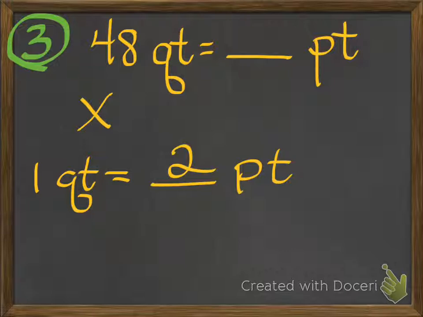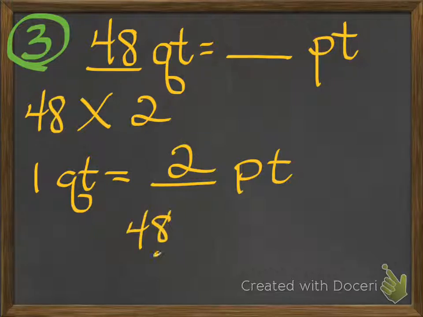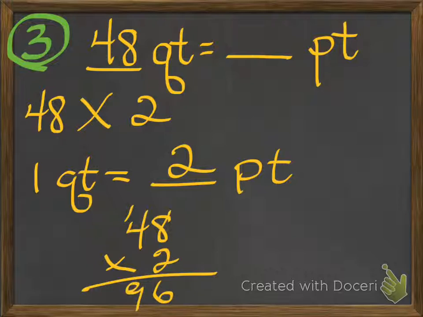So I'm going to be multiplying times 2, and I'm going to multiply how many quarts I have. 48 times 2. 2 times 8 is 16. Carry the 1. 4 times 2 is 8, plus 1 more is 9. 96 pints. 48 quarts equals 96 pints.